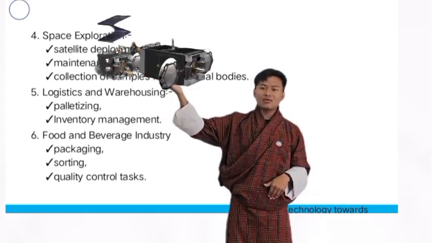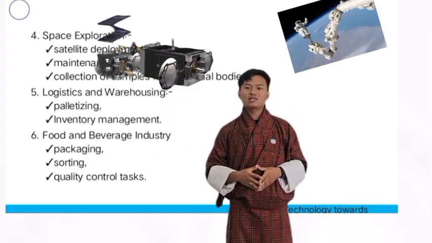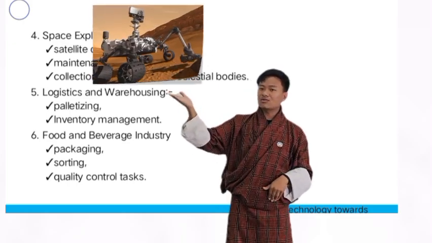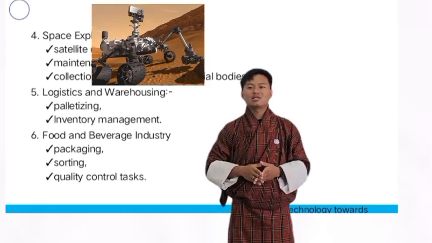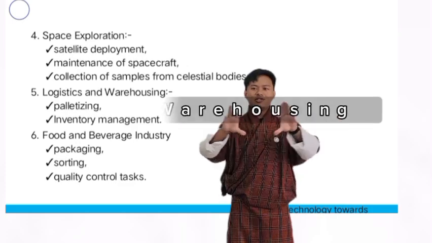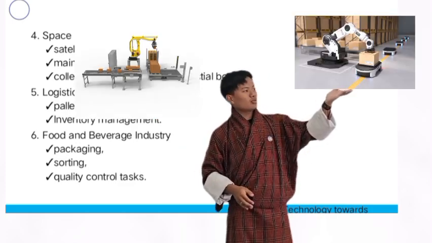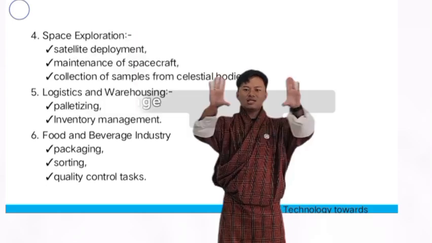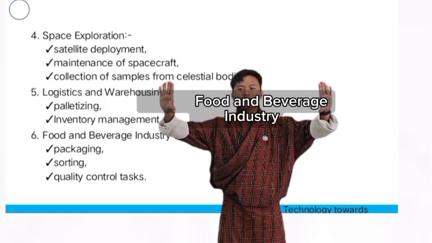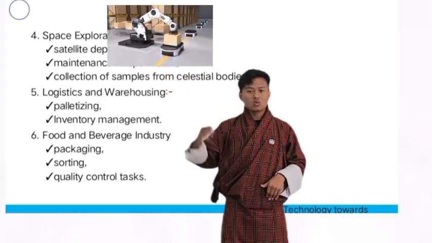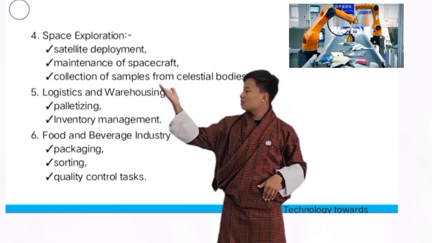We will have satellite development. We will have maintenance of spacecraft. We will have collection of samples from celestial bodies. Number five, logistics and warehousing, palletizing and inventory management. Number six, under the food and beverage industries, we will have packaging, sorting, and quality control tasks.